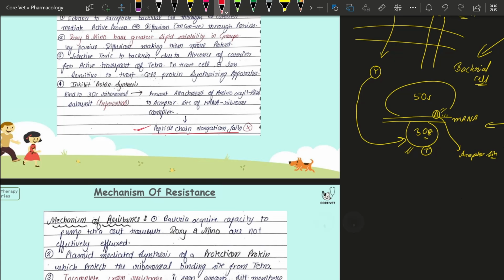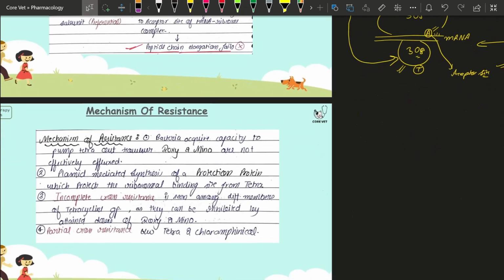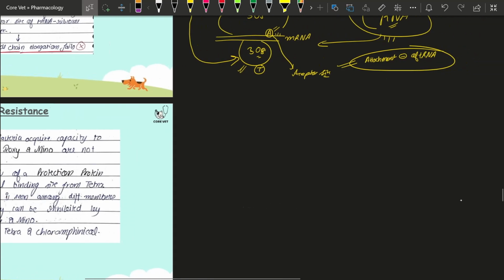So if we talk about the mechanism of resistance, that is, how a bacteria can acquire resistance towards tetracycline. The very first is pumping out the tetracycline. Means consider this is a bacteria, right? Somehow the tetracycline enters the bacteria.